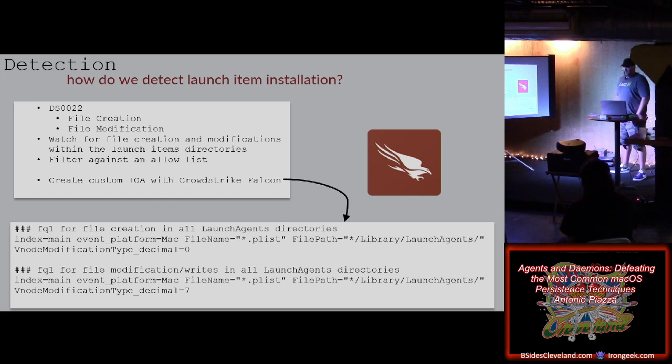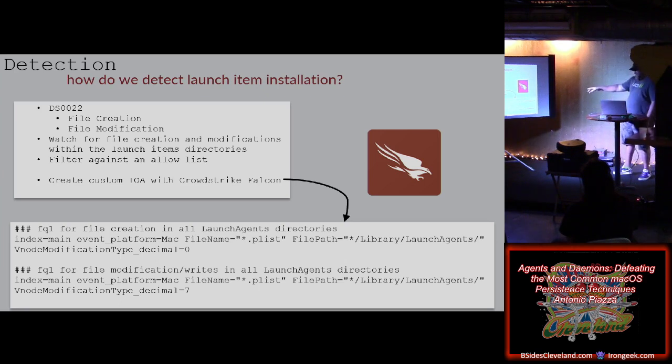It'd be nice to mitigate, but detection is a must, right? So look into ways to detect this. If we look at MITRE ATT&CK's data source DS0022, which is file creation and file modification, that seems to be the best way to detect this if we're seeing these plist files being created. So you watch for file creation and modification within the launch items directories, and then filter against an allow list. If your organization really controls the software that's installed on your Mac endpoints, they can see, well, this is not an approved launch item, and block the installation.